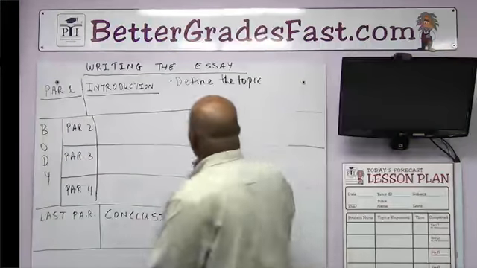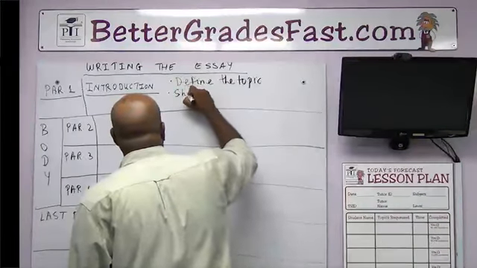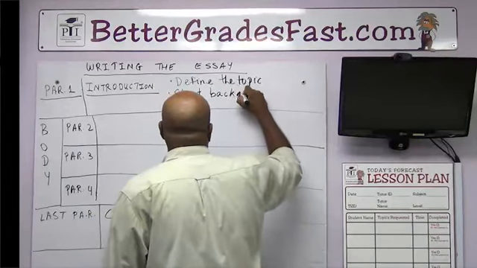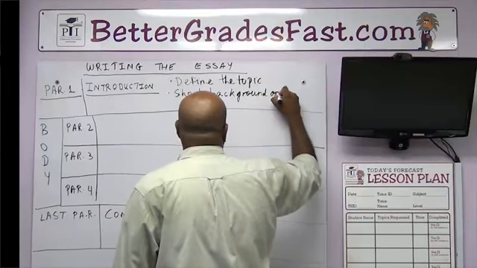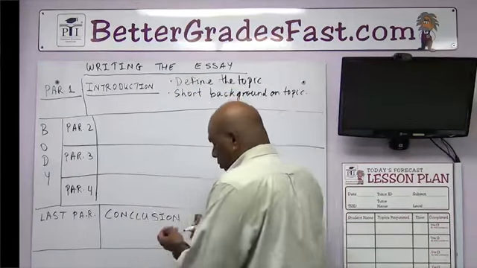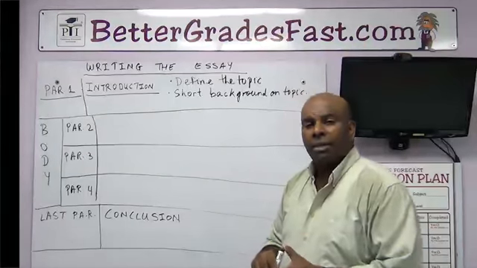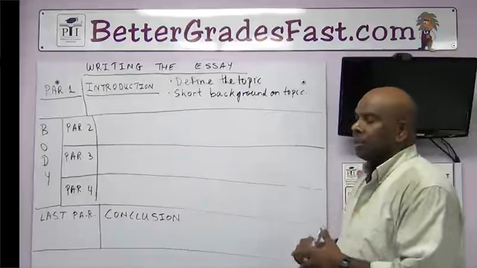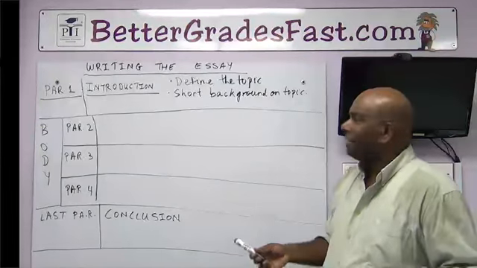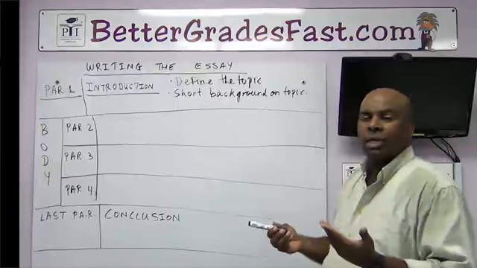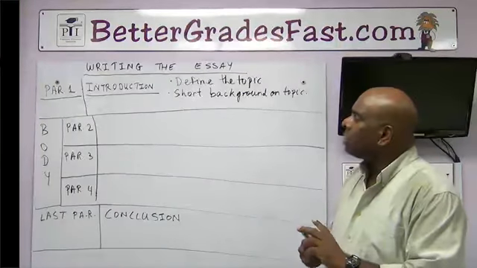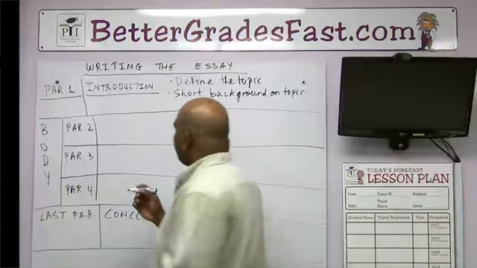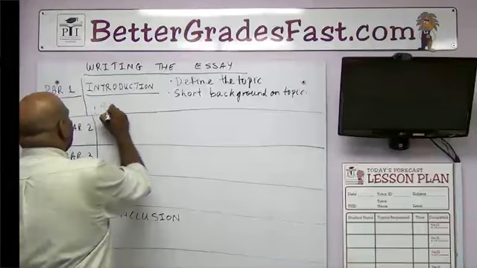Then, you may give a short background on the topic. There's a couple of sentences. So, you may say something about the environment is needed for man's survival. Or industries are needed for man's survival as well. It's a short background on the topic, 1 or 2 sentences. And the last thing that we must do in our introduction is state your point of view. State your argument.